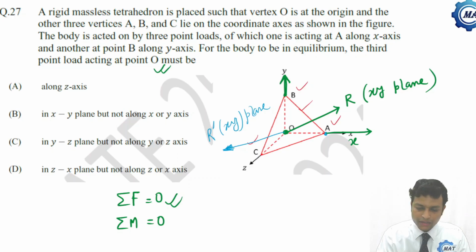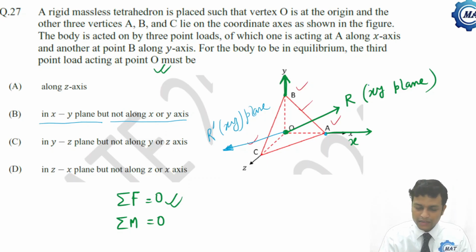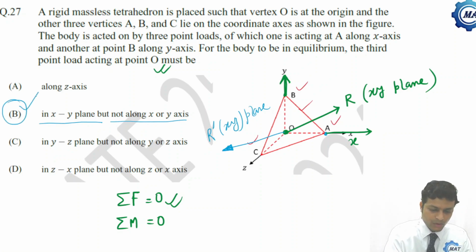Then only these two will be nullified. It must lie in the xy plane but not along the x and y axis, because the resultant is not along the x and y axis. So this force which has to be applied must also not lie along the x and y axis. So this is the answer to the problem. Option B is the correct one.